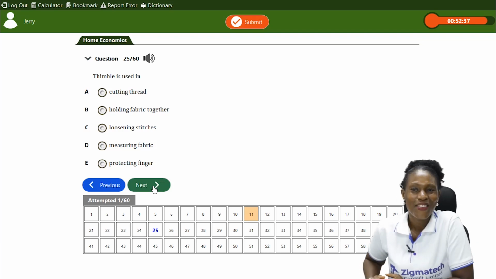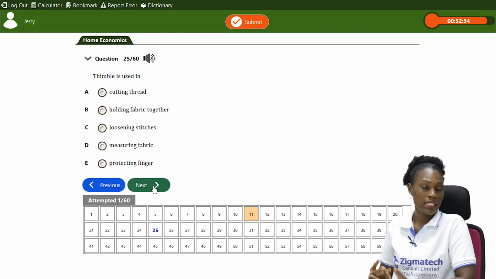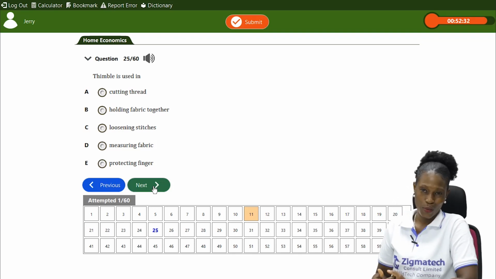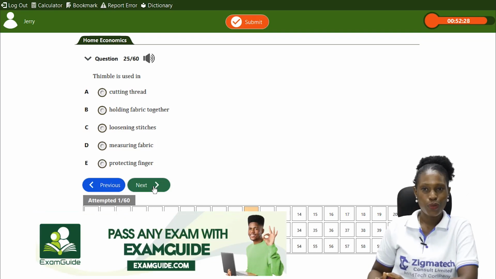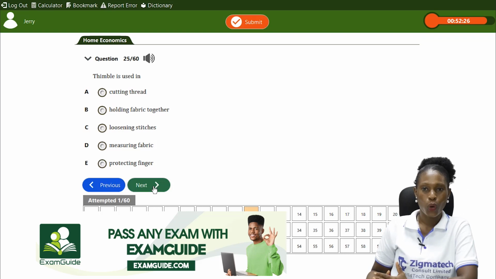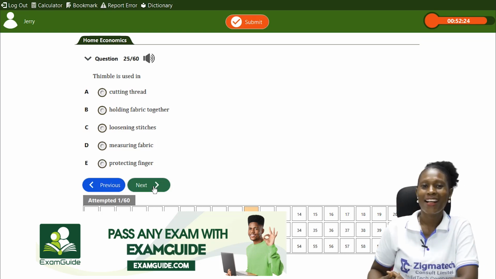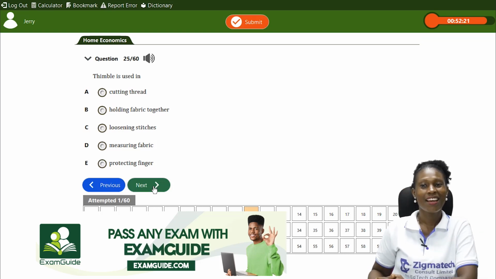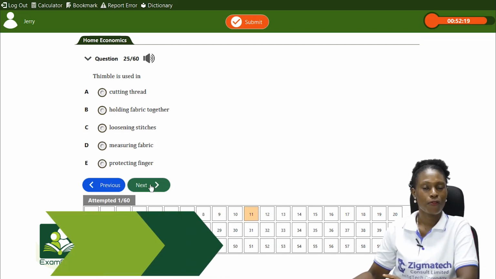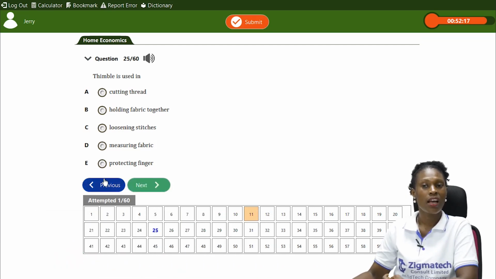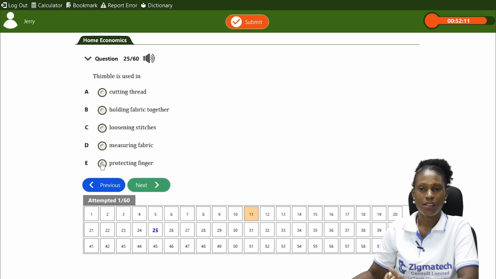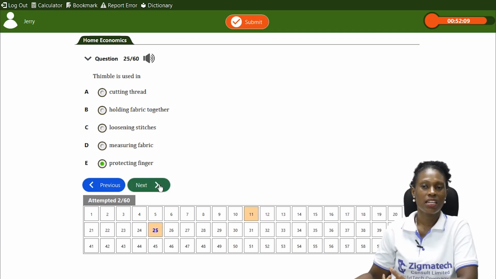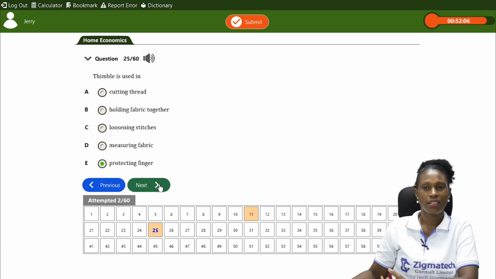Now the first answer here says cutting thread. Is the thimble used for cutting thread? Of course no. Is it used for holding fabric together? No. Is it used for loosening stitches? No. Is it used for measuring fabric? No, no, no. So the answer there is for protecting the finger. Yes, the thimble is used for protecting the finger against the needle, it stops the needle from piercing into the finger. So it is for protecting the finger. Now let's look at the next question.